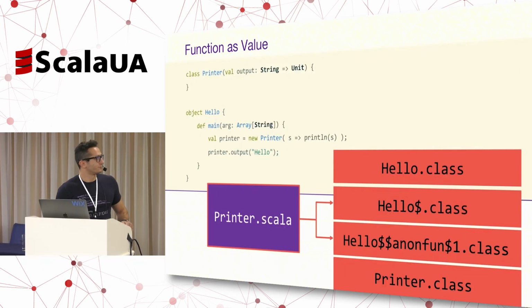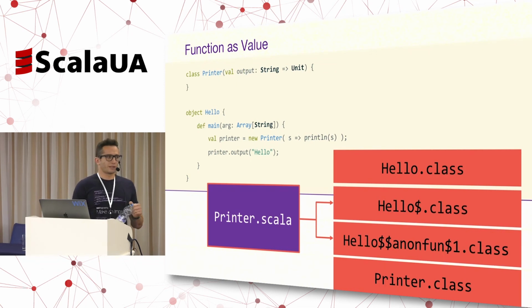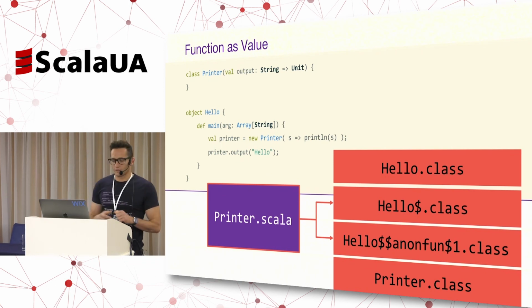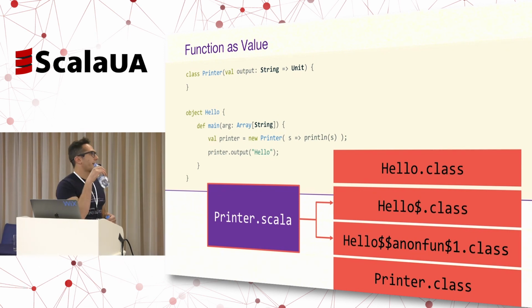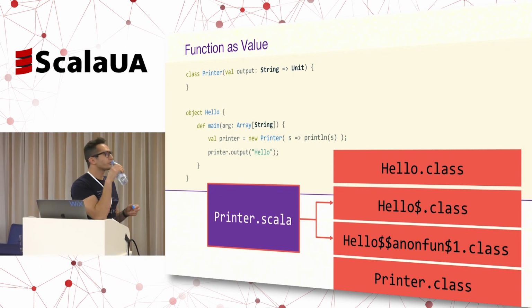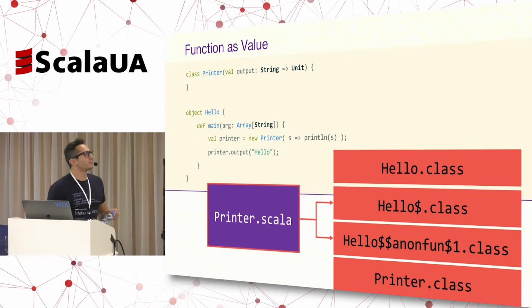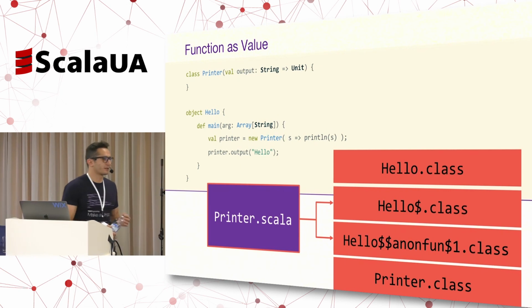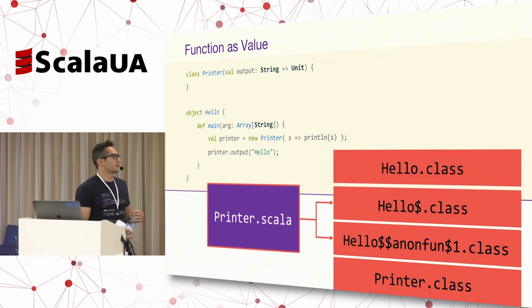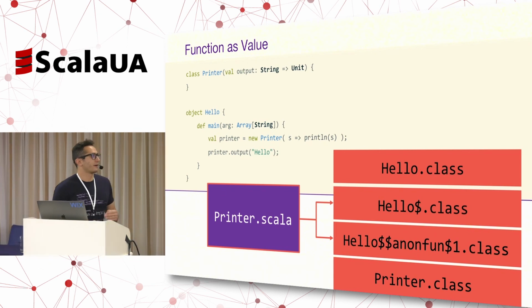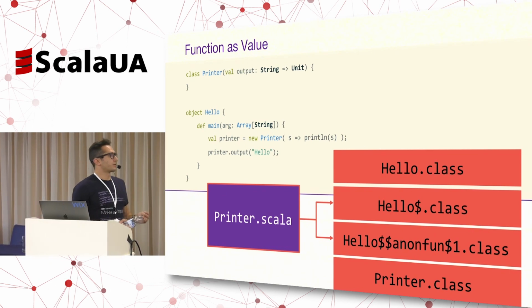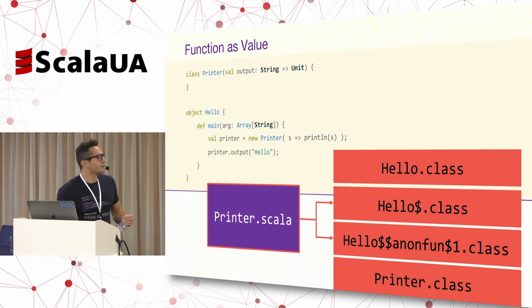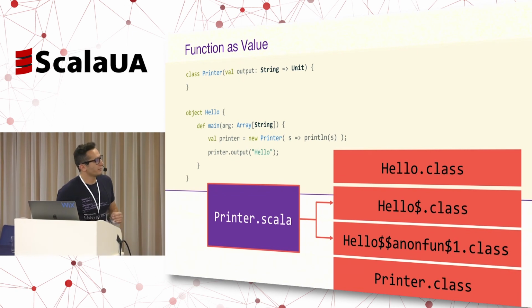So, function as a value. If we'd like to, the Scala compiler allows us to treat functions as first-class citizens. We can pass them around as values to other functions. And if we look at the printer class, which takes an input, which is a function output from string to unit, and we see the classes that are being generated, we're going to see again 4 classes. Again, the hello class and hello dollar class are not that interesting because we are using an object here. The hello dollar anonymous function is the one that we're going to talk about, and a bit about the printer class.